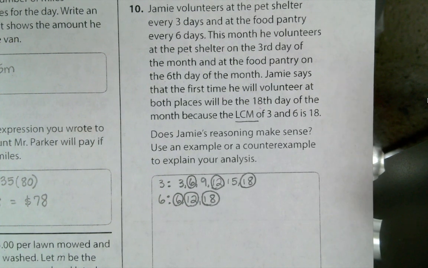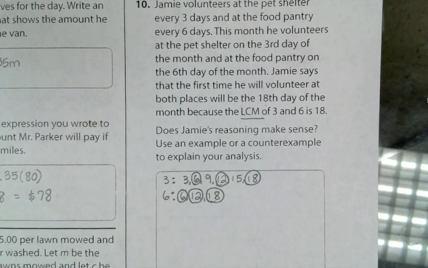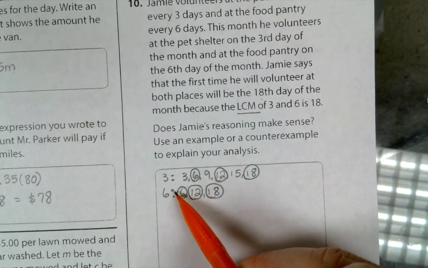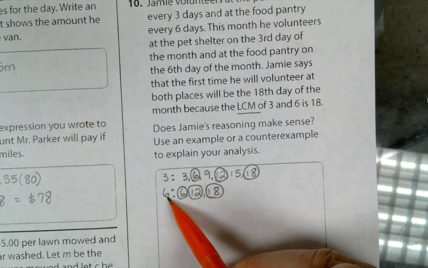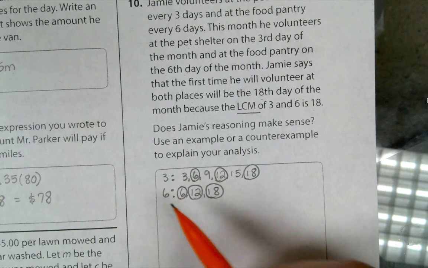Okay? So if we're examining this, we have just found 3 common multiples, but we want to know the least common multiple, meaning the first time Jamie will volunteer at both places. And in this example, even though my numbers are 3 and 6, 6 is a multiple of 3, and it's also a multiple of itself.